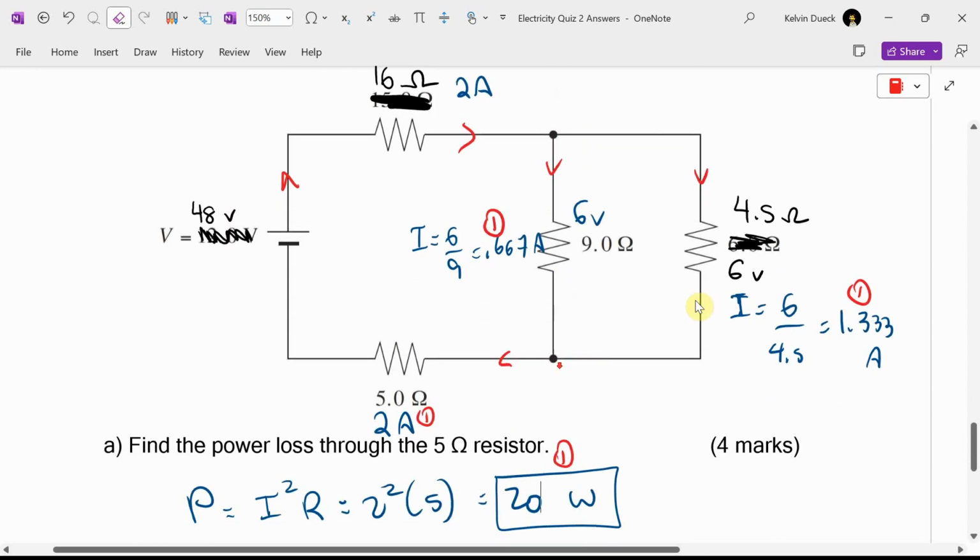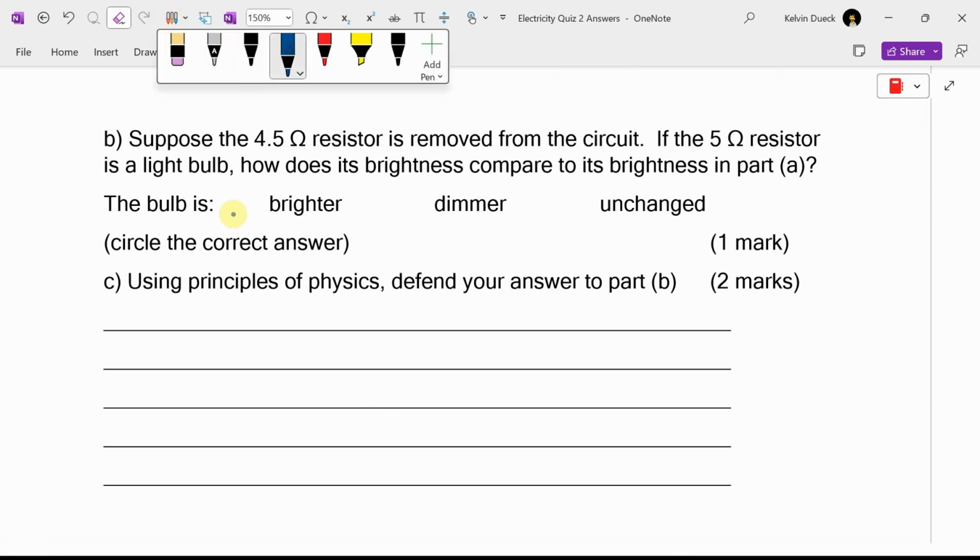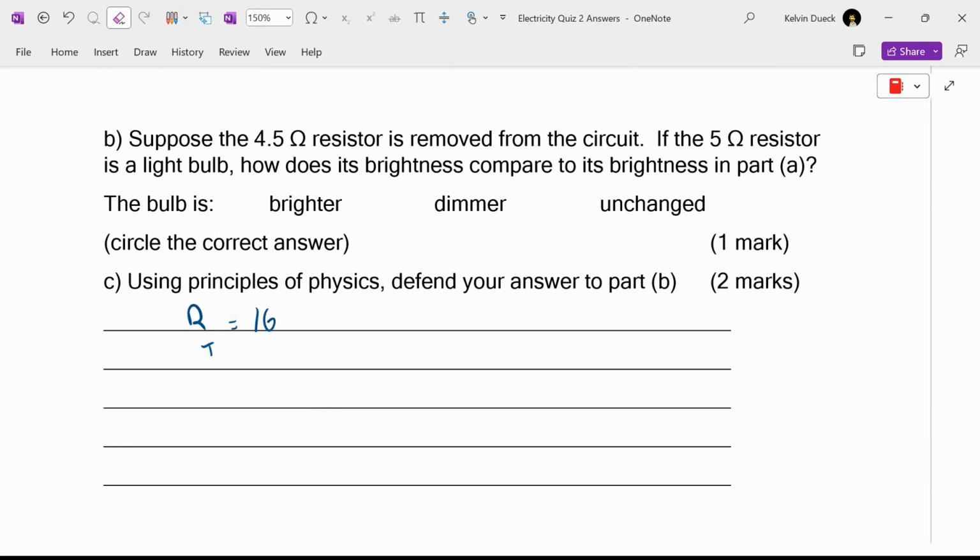So if we remove this from the circuit, then what I would have is these 3 in series. So our total would just be 16 plus 9 plus 5. Let's see. Our total would be 16 plus 9 plus 5. 16 plus 9 plus 5 is, sorry, 31? Is that right? 30, isn't it? No, 30. Had me worried there.